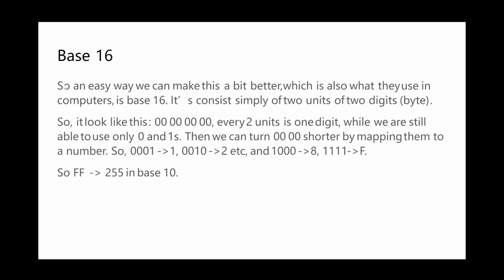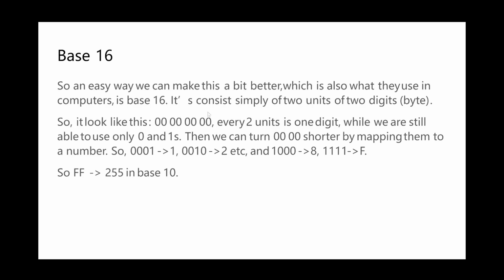An easy way we can make this a bit better, which is also how they actually did it in computers, is base 16. It consists of two units of 2 digits in base 2, and these are called bytes. And so it looks like 0 0 0 0 0 0.